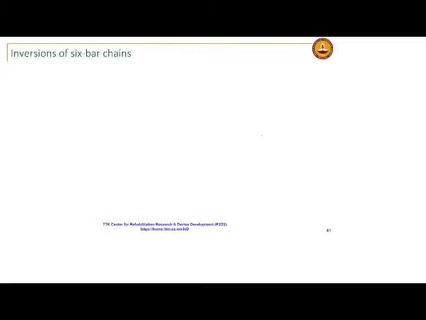Let us also look at the 6 bar chains that we have seen, the 2 chains. What are the 2 chains? The Watts and the Stephenson. If I look at the chain, remember the Watts has the 2 ternary links directly connected to each other.